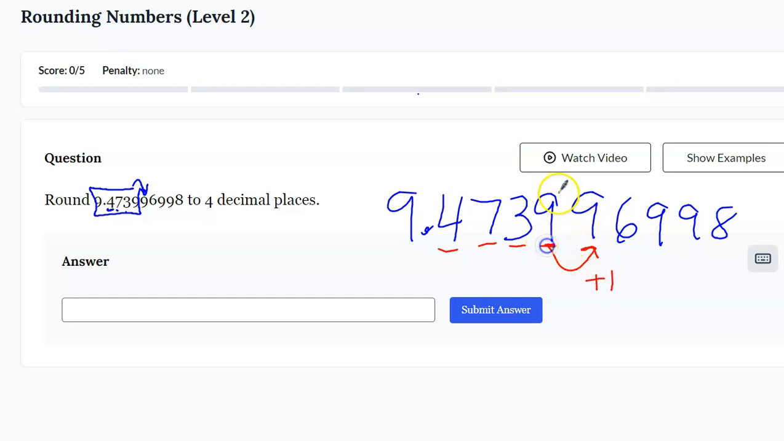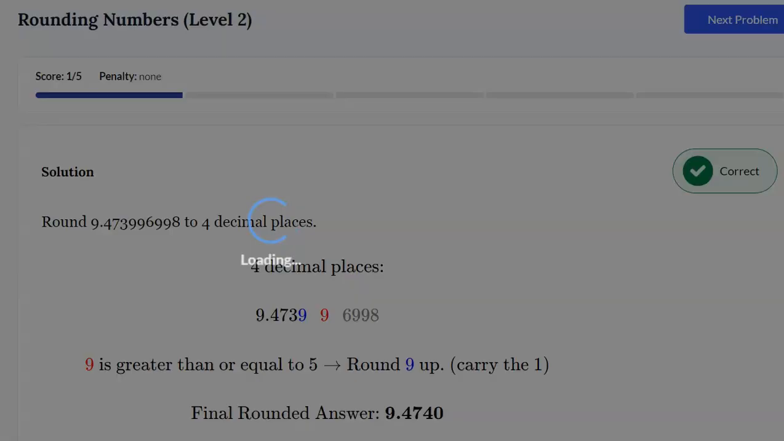But 9 is going to turn into 10. And you can't put 2 digits in one place, so we carry the 1. That makes us a 4, and everybody else stays the same. So we're going to type 9.4740. We're going to type all those digits.